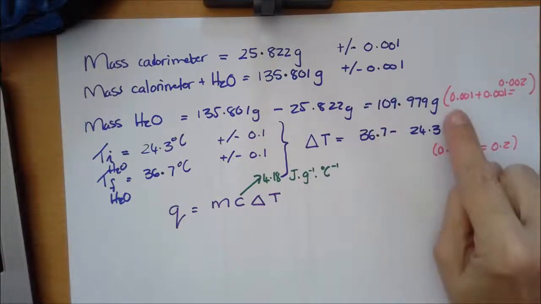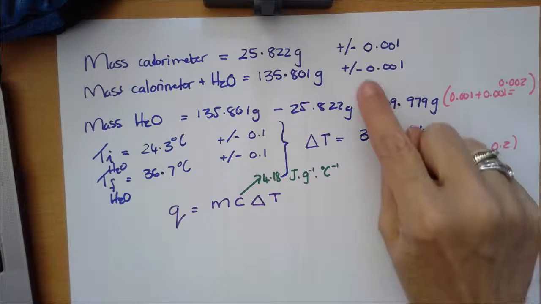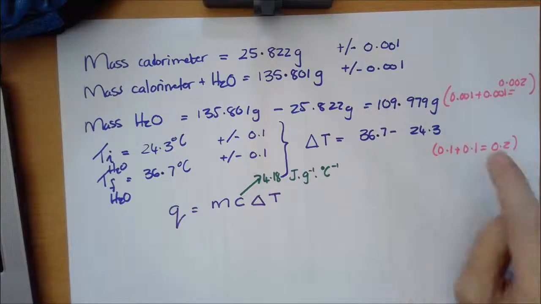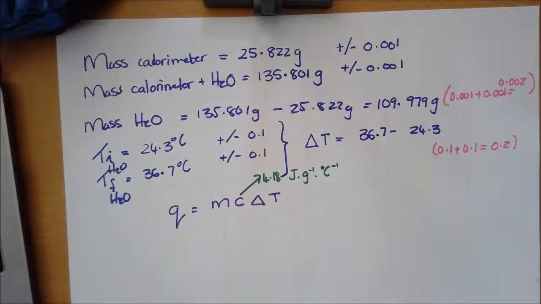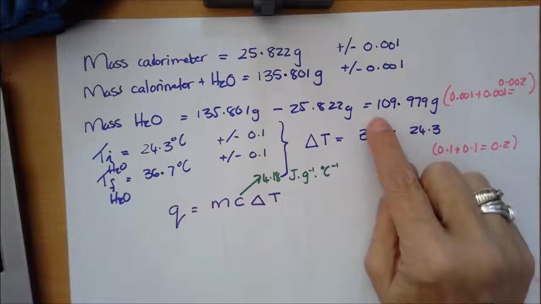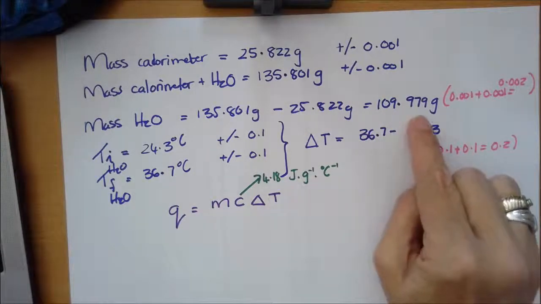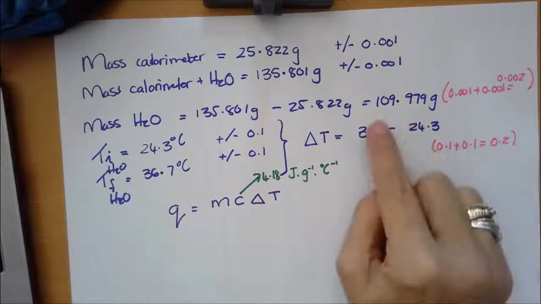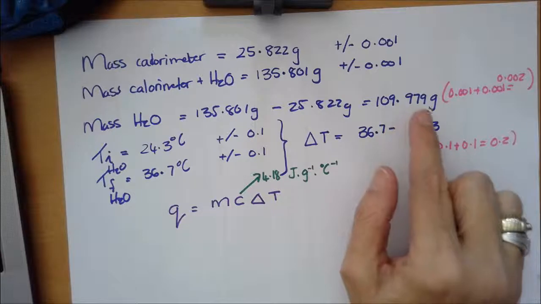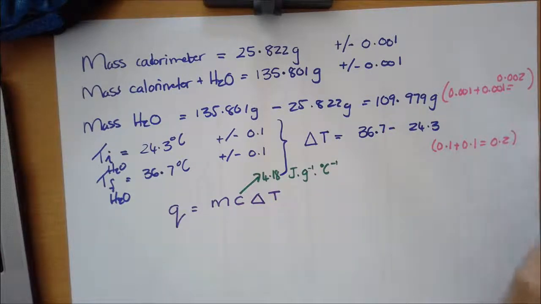So I'm going to add the 0.001 and the 0.001 together to give me 0.002. This means if I refer to the mass of my water, the mass of my water could be 109.979 grams plus 0.002, or it could be 109.979 minus 0.002. Do you understand? My variation can be between those values.